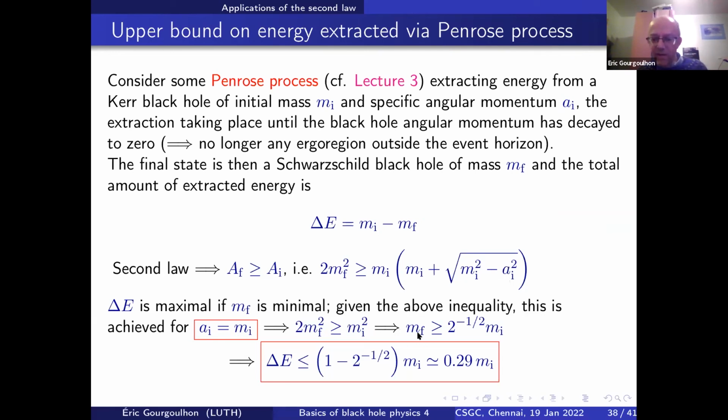It means that the final mass has to be larger than this. So the upper bound that we get in this process for the energy gain for the Penrose process is given by this formula then, and this is roughly 1/3 of the initial mass. So starting from an extremal black hole, the extremal Kerr black hole, A equal M, if we reduce it to a Schwarzschild black hole, then we will extract 1/3 of the total mass initially, which is quite a lot actually. But this is an upper bound on the Penrose process.